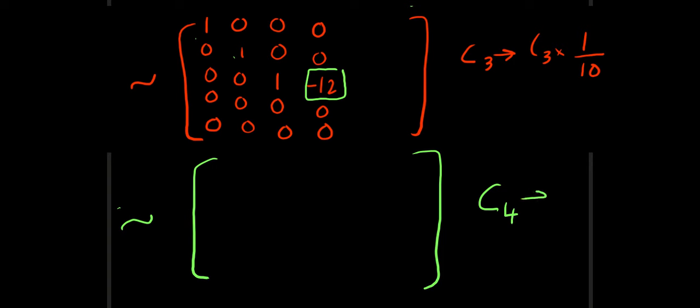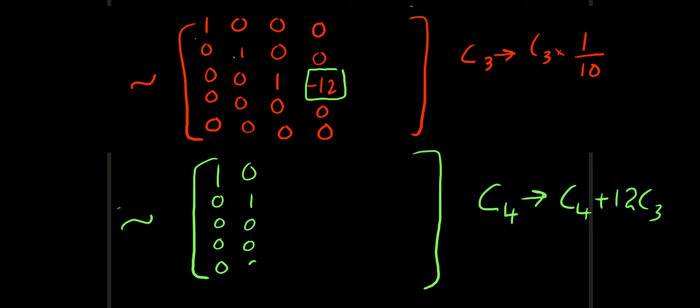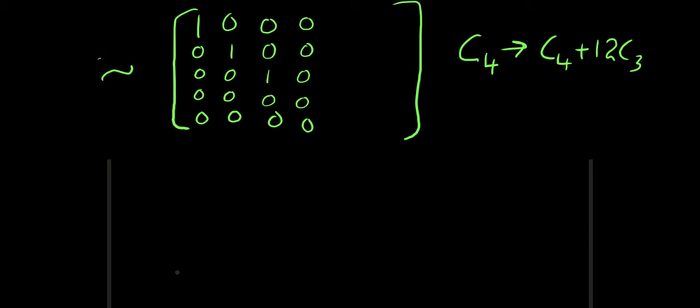C4, my target element is in the fourth column. C4 plus 12 C3. So 1 0 0 0 0 0 1 0 0 0, and so I know it's going to be minus 12 plus 12. Okay, that's it. So we ended up with this form, and of course this is our normal form.